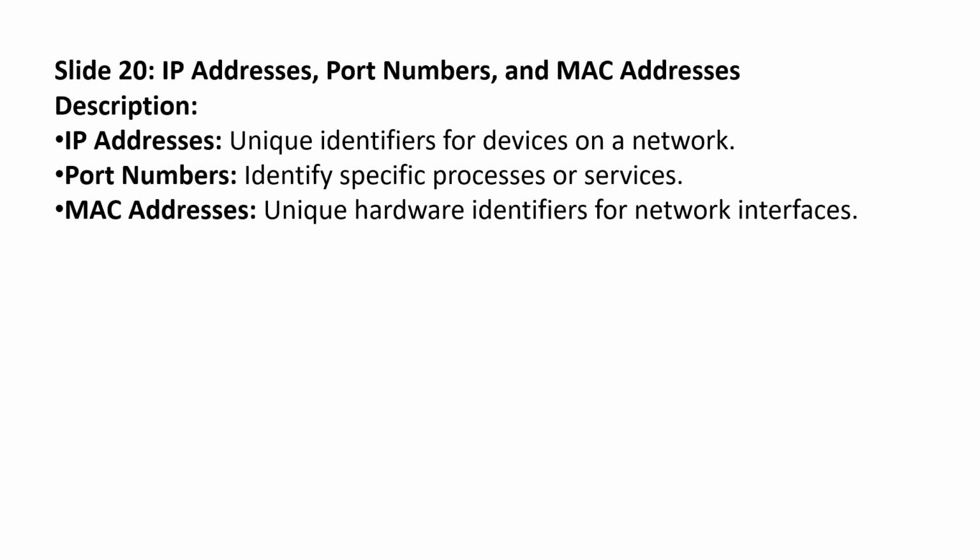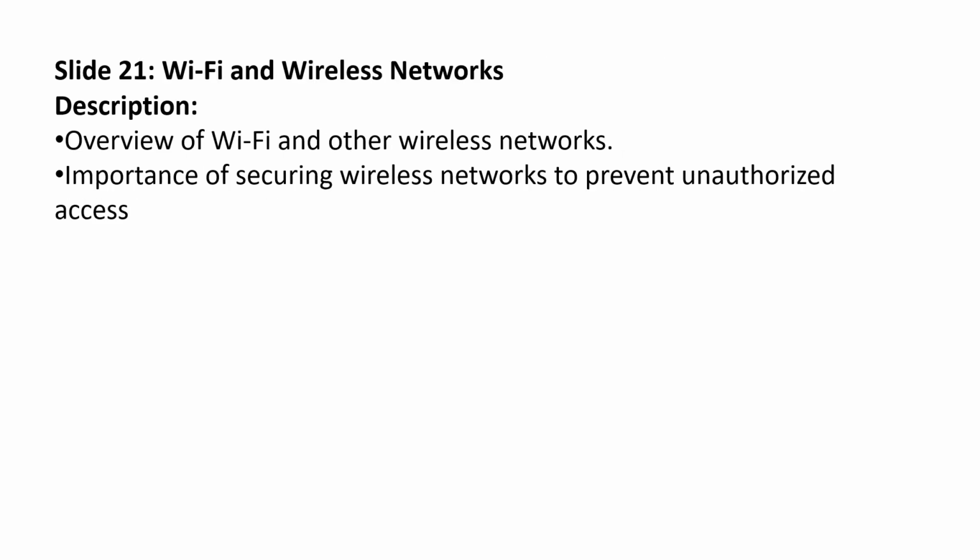IP addresses, port numbers, and MAC addresses. IP addresses are unique identifiers for devices on a network. Port numbers identify specific processes or services. MAC addresses are unique hardware identifiers for network interfaces. Wi-Fi and wireless networks. Overview of Wi-Fi and other wireless networks, and the importance of securing wireless networks to prevent unauthorized access.